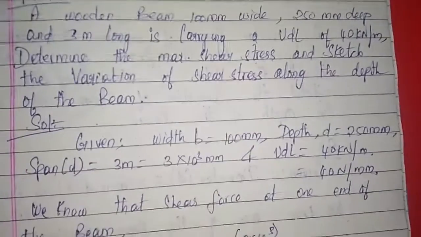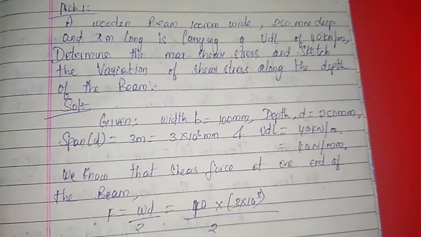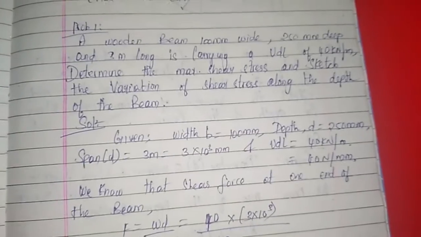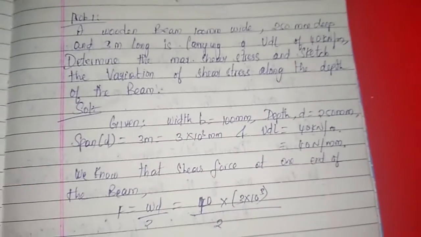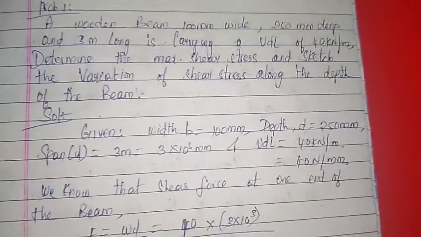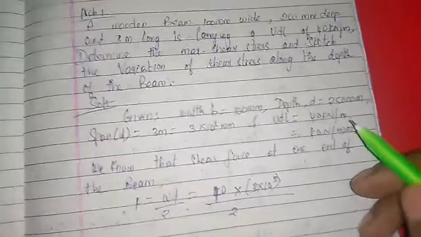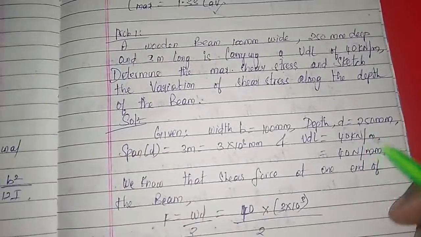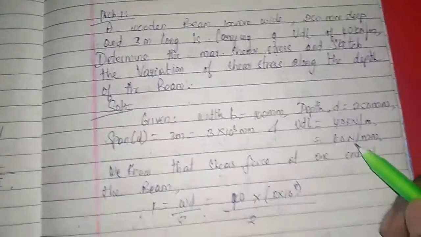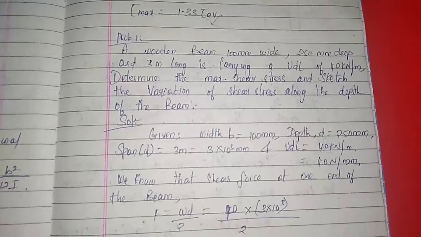The beam is carrying a UDL of 40 kilonewton per meter. So your UDL load is acting on the beam section, and that UDL is 40 kilonewton per meter. Kilonewton per meter and Newton per millimeter are the same. You can either write it as kilonewton per meter or as Newton per millimeter. Okay, so it's the same.